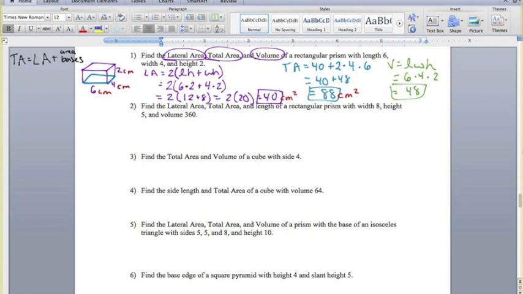Volume is a cubed unit because it comes from multiplying 6 centimeters, 4 centimeters, and 2 centimeters. So I got centimeters, centimeters, centimeters. 3 of them make centimeters cubed. Okay, volume is a cubic unit. Area is a squared unit. Okay? Questions on that problem?